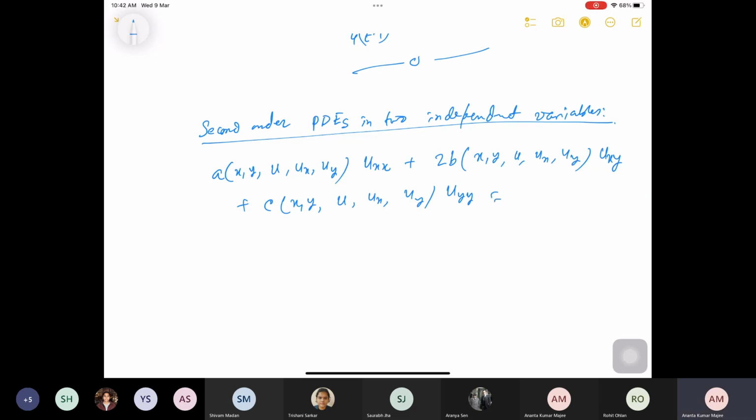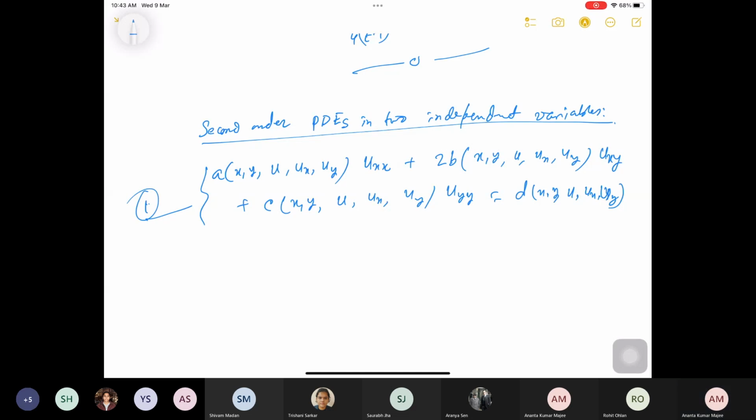Okay, so this is the form, and then d of x, y, u, ux and uy. So you see that it is a quasi-linear PDE, but second order. Okay, it is a quasi-linear PDE, but second order. So again, what is the Cauchy problem in this case? We want to find u which satisfies this equation 1.